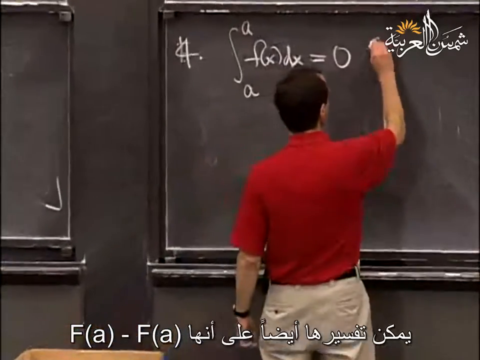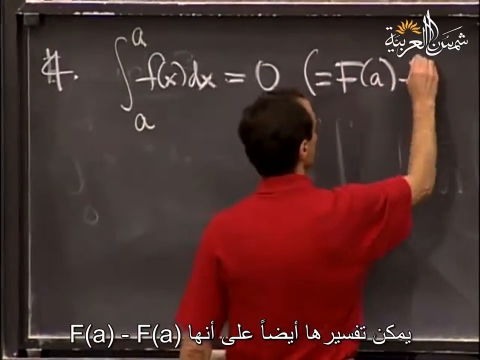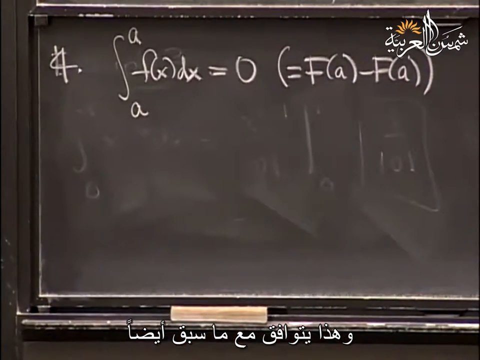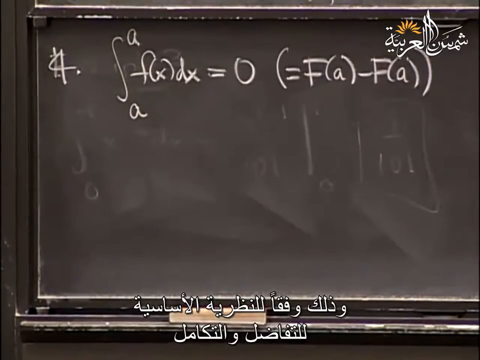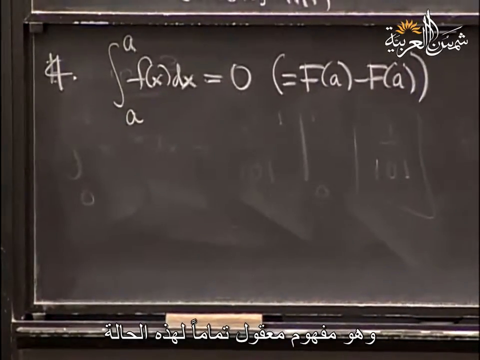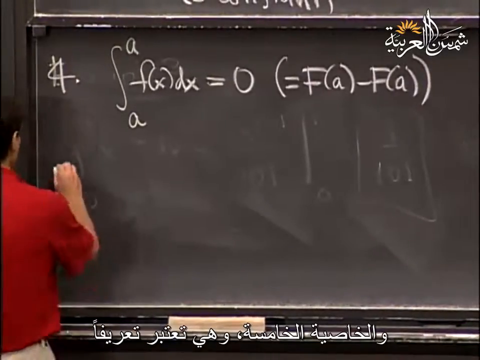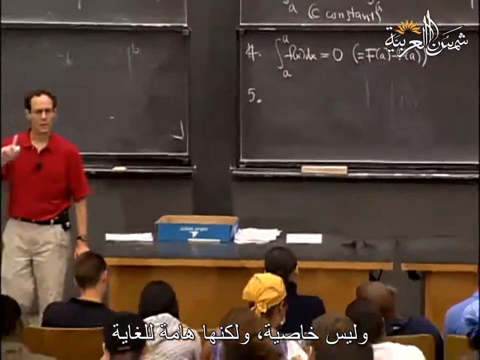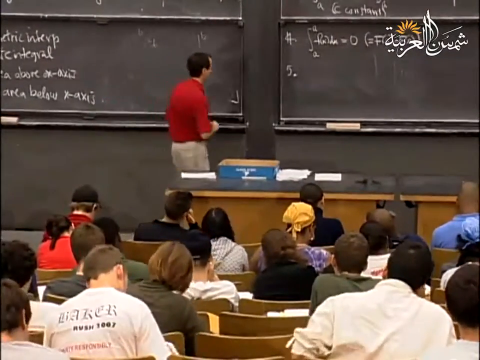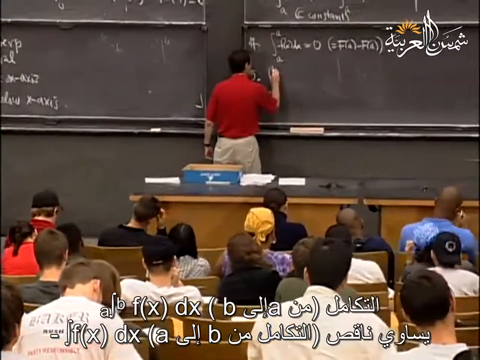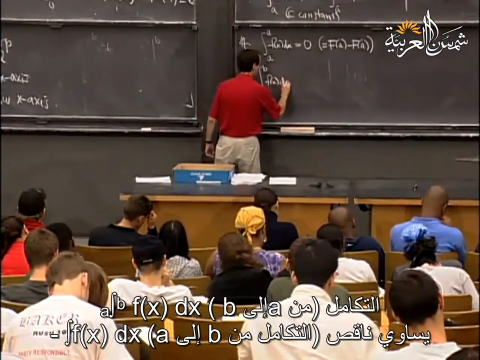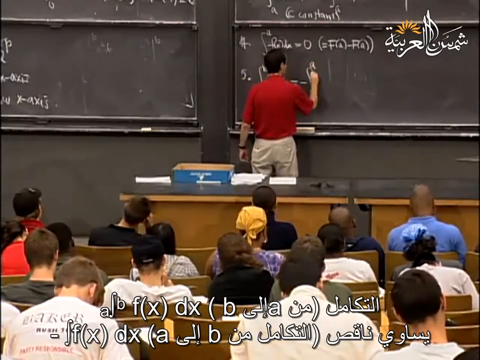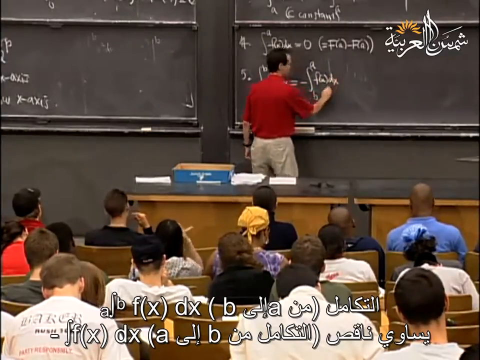You can also interpret it as f of a minus f of a. So that's also consistent with our interpretation in terms of the fundamental theorem of calculus, and it's perfectly reasonable that this is the case. Now, the fifth property is a definition. It's not really a property, but it's very important. The integral from a to b of f of x dx is equal to minus the integral from b to a of f of x dx.